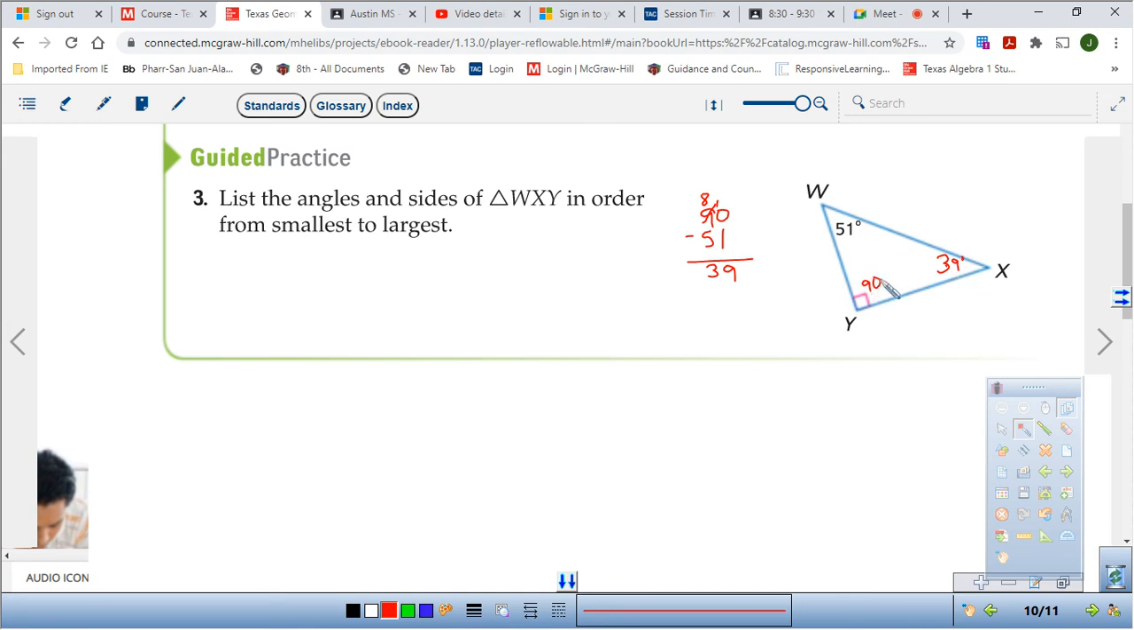This one's at 90 degrees, and then they want us to list this from smallest to largest. So the smallest angle would be angle X. Then we go to angle W, and then angle Y. Now, again, the sides across the angles are going to be in smallest to largest order. So across angle X, we have side length WY being the smallest. Across W would be side length XY. Last one over here, across Y would be WX.